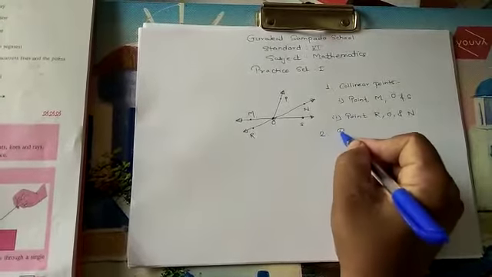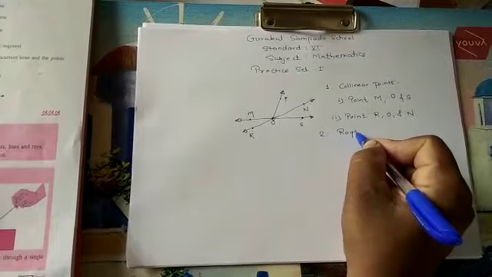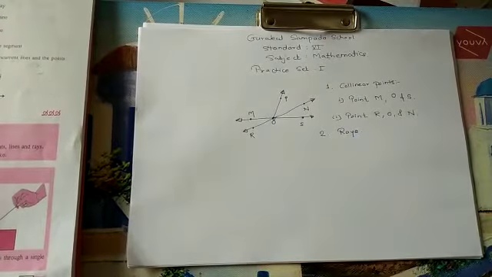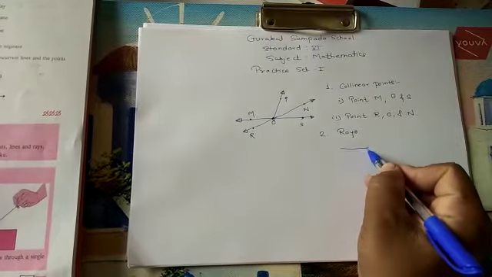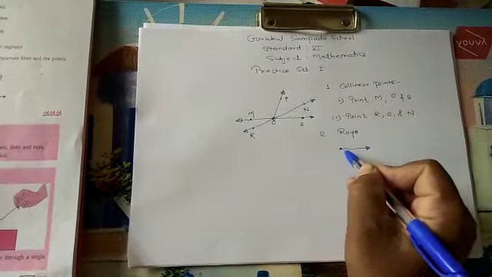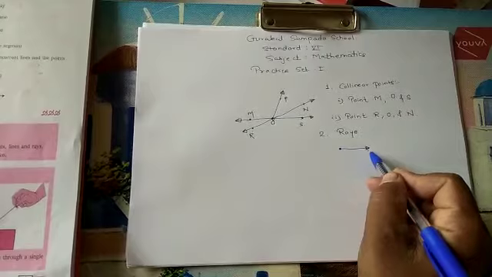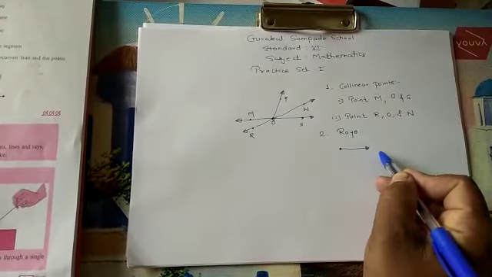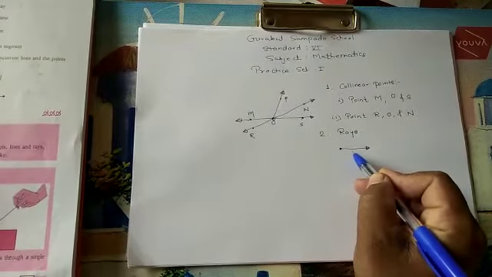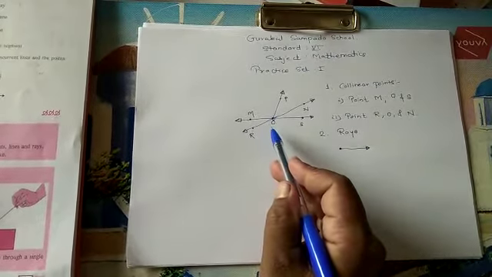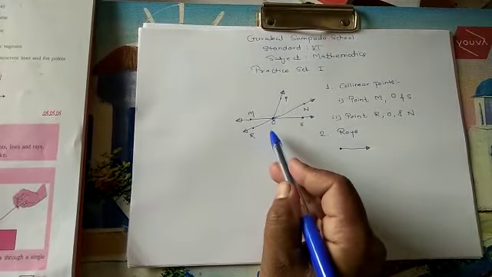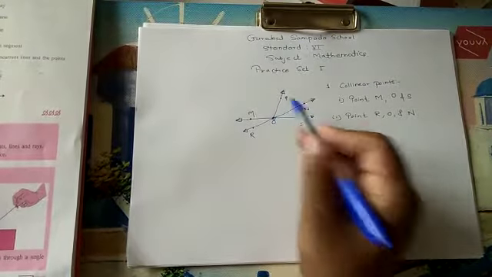Now second, you have been asked to write the names of rays. Now we know what is meant by a ray. It has an origin, and this is the arrowhead pointing in the right direction. So a figure like this is called a ray. Now observe this figure, in that we have to write the names of rays.